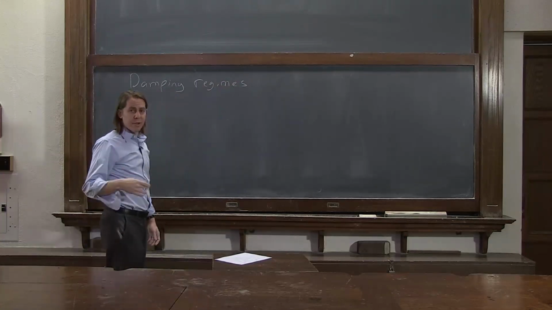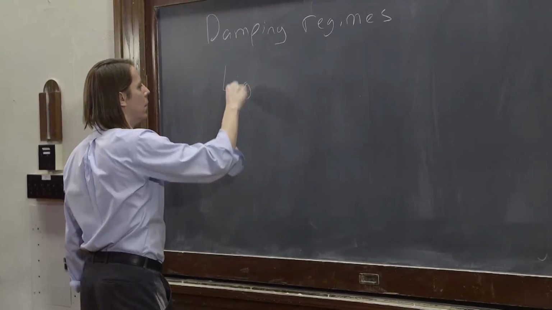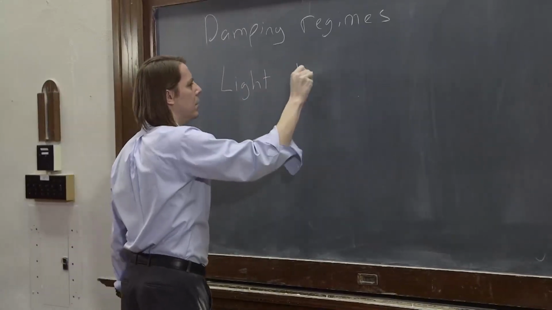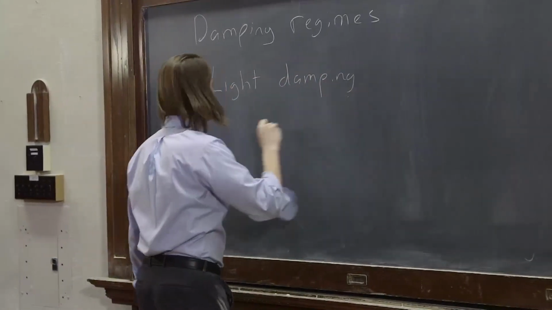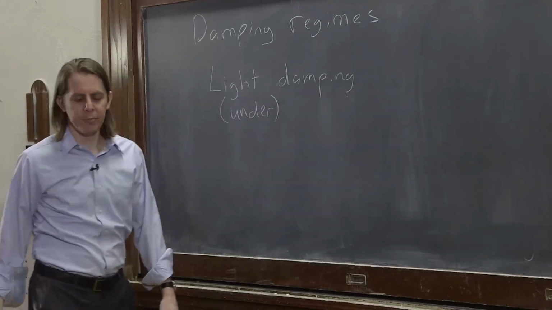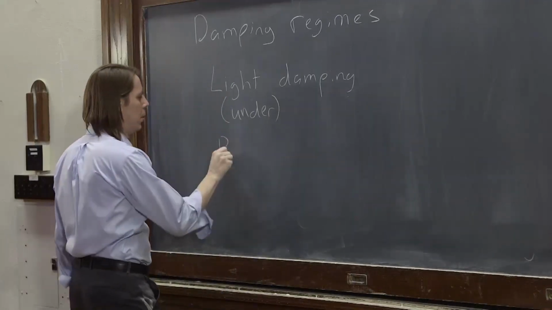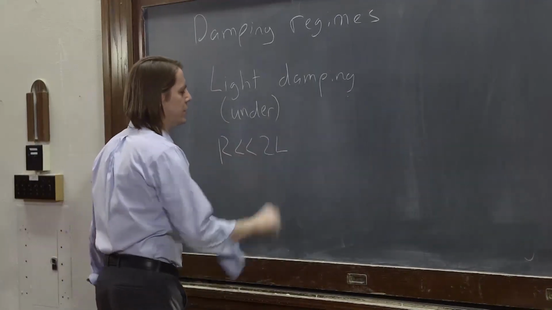Its behavior depends on how much damping there is. So one is called light damping, or underdamping is another name for it. It occurs when R is much less than 2L.